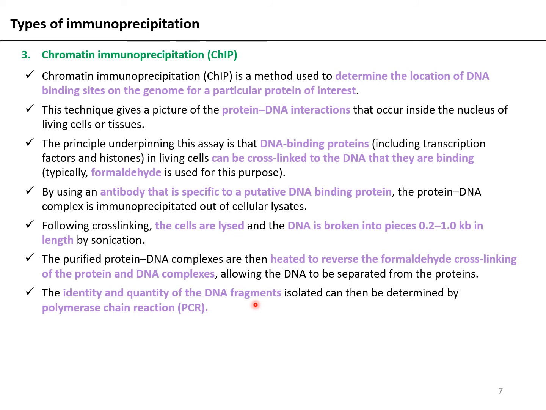But yes, keep in mind, in order to be able to do a PCR, you should also have some basic idea about what DNA fragment your protein of interest is binding to. Because unless and until you know that, you cannot design your primers for doing the PCR. So this you have to keep in mind. This is kind of similar to knowing what the interacting protein is in case of co-IP if you want to do a Western blot.